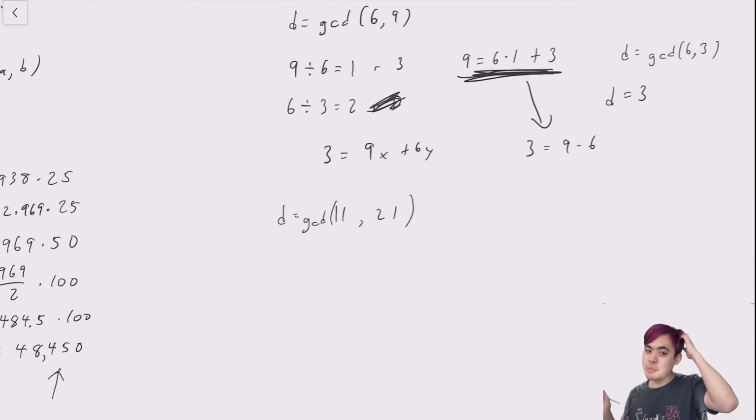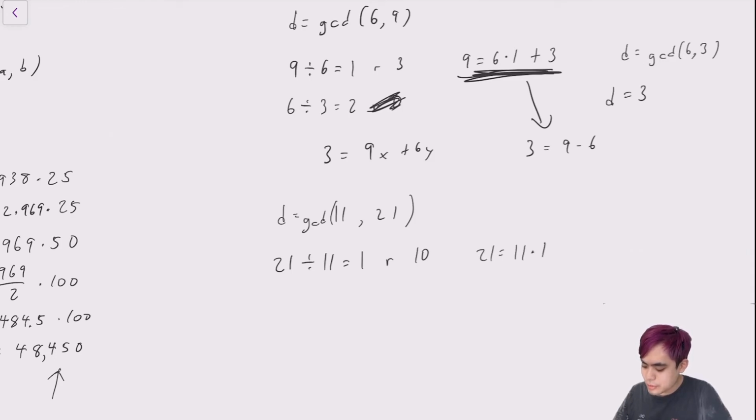Staring at this, you might notice that 11 is prime, which means it doesn't have common divisors with anything else unless they're multiples of 11. So you know the answer to this is 1. But let's actually try to solve it. 21 divided by 11 is 1 remainder 10, right? So 21 is equal to 11 times 1 plus 10. Now D is equal to the greatest common divisor of 11 and 10.